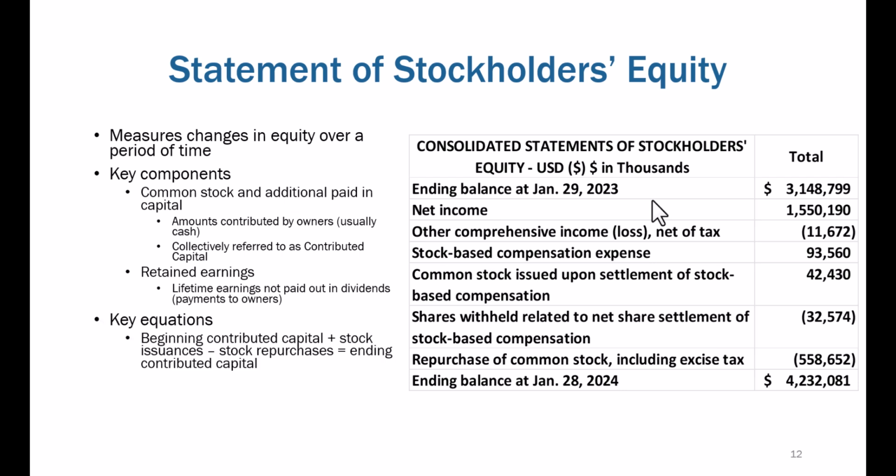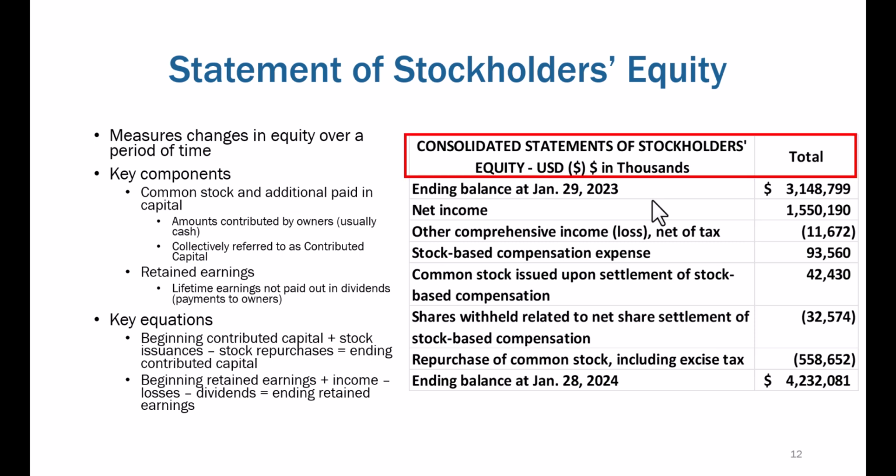Key equations: beginning contributed capital plus any stock that was issued during the year, minus stock repurchases, is going to get you to ending contributed capital. Established companies usually don't have a lot of stock issuances, but they do have stock repurchases. So oftentimes contributed capital goes down year over year. And then beginning retained earnings plus income minus losses minus dividends is ending retained earnings. Oftentimes a good healthy company will have net income, won't pay quite all of it out in dividends. It'll reinvest some of it. So retained earnings tends to grow over time.